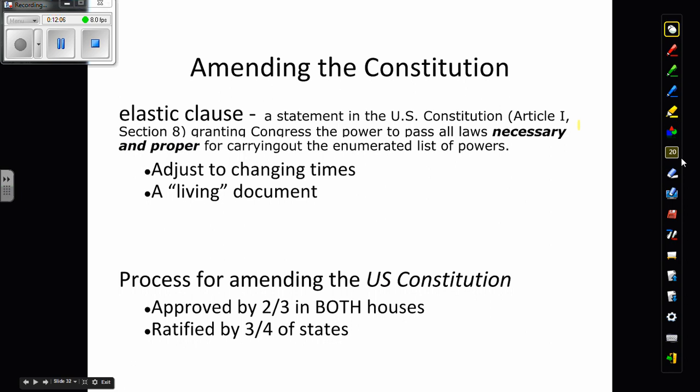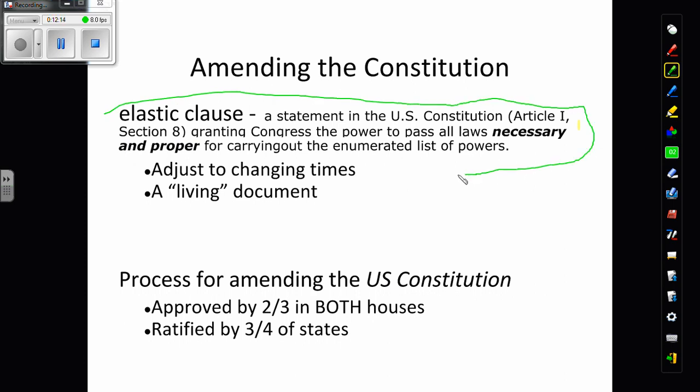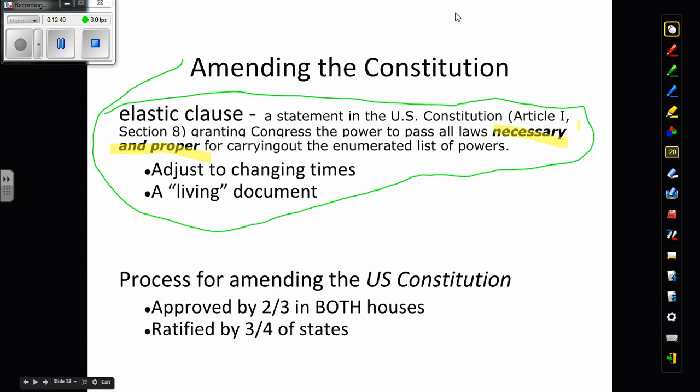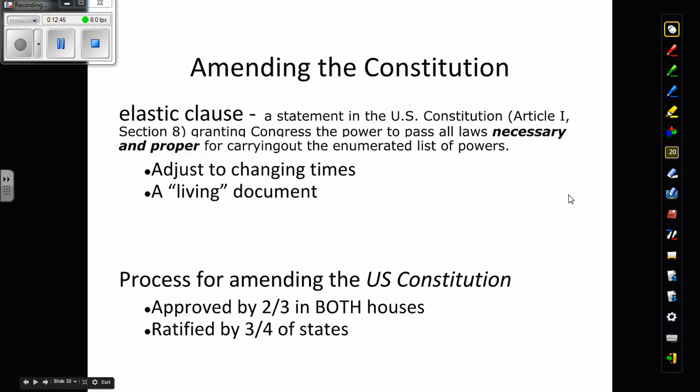So you'll see the elastic clause. This elastic clause, we want to write down the definition of that. This is a living document, we like to say. So amending the Constitution is written into the Constitution. We both have a process for amending the Constitution, and we give the government the power to pass any laws that are, very important, this part, necessary and proper, and that's the key word for the elastic clause. So we wanted to look into the future and be able to have a living document that could change with time, and it has done that.